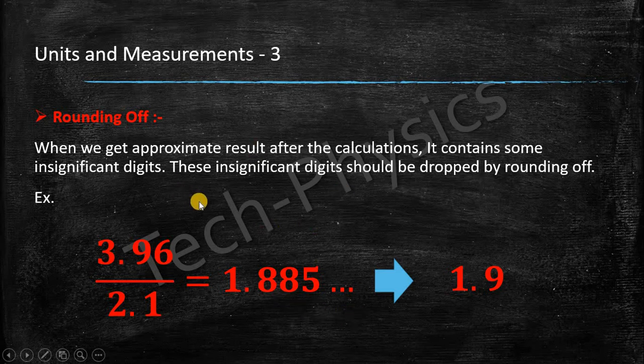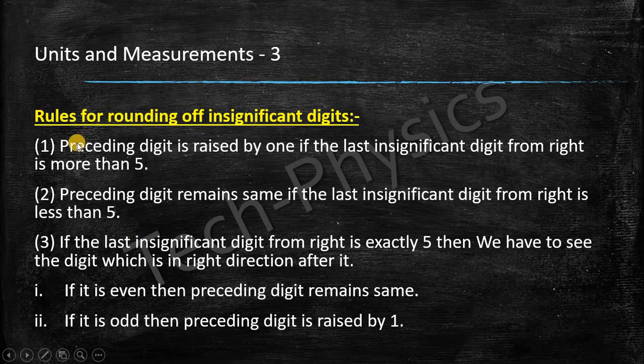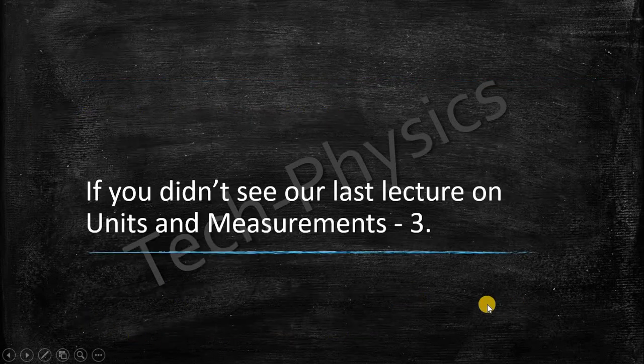But for rounding off there are certain rules. The first one is the preceding digit is raised by 1 if the last insignificant digit from the right is more than 5. Second one is the preceding digit remains same if the last insignificant digit from right is less than 5. And the third one is when the digit is exactly 5. At that time we have to see the number which is in right direction from the last insignificant digit. So if it is even, then the preceding digit remains same, and if it is odd, then the preceding digit is raised by 1. So that was all we learned.